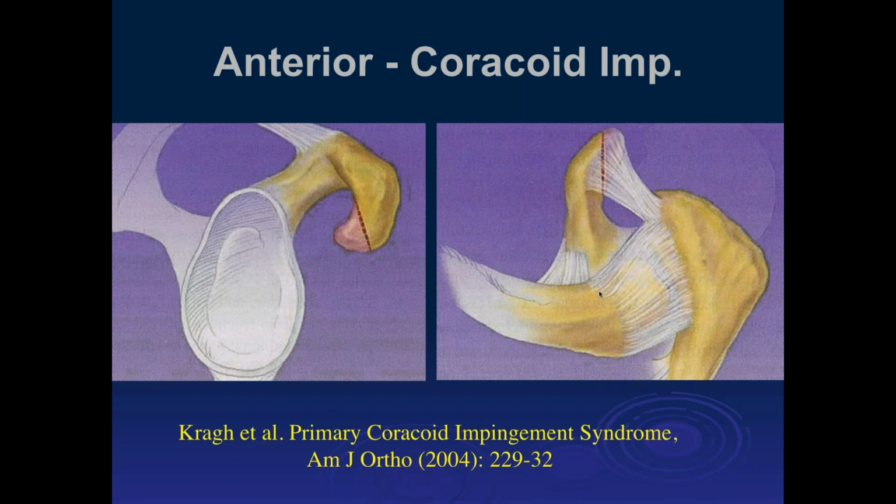So moving anteriorly, let's talk about anterior impingement or coracoid impingement. That's where you have a prominent coracoid process anteriorly, which can then impinge on the subscapularis tendon. And treatment for this is going to be a resection of the coracoid tip.